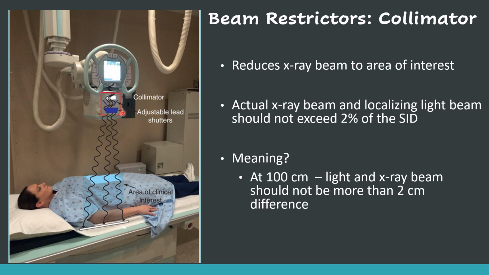So again, we have our collimator box here, adjustable lead shutters come through here. So just like I said earlier, we have some parts that are made from aluminum and then some parts that have lead.